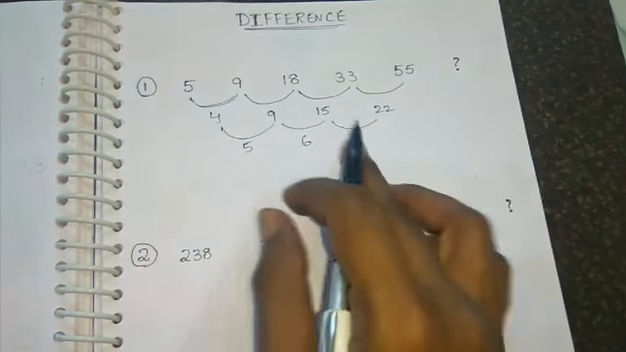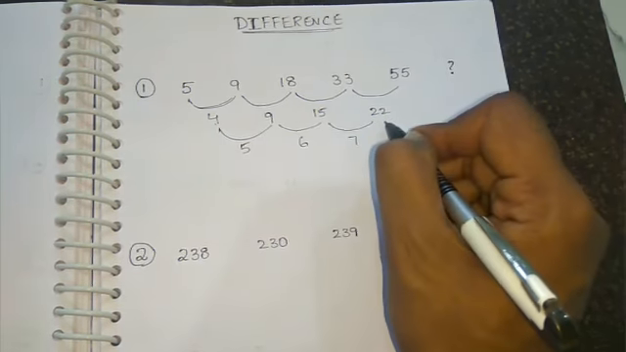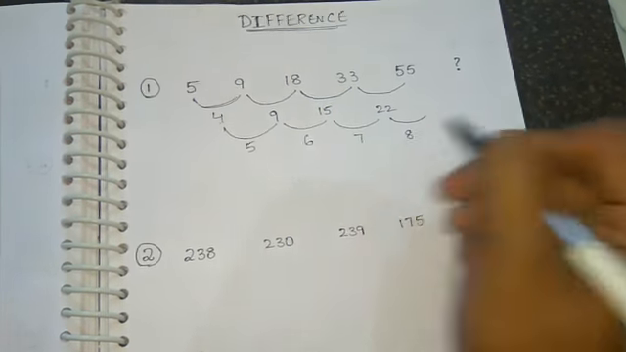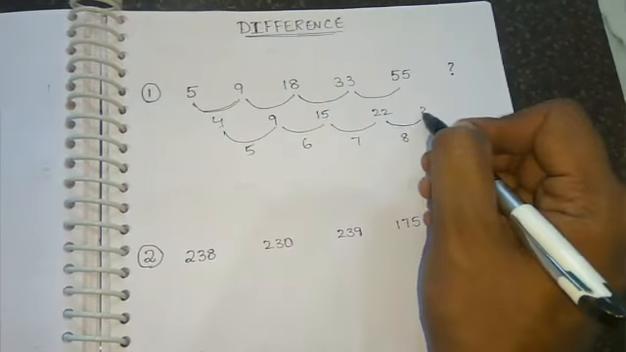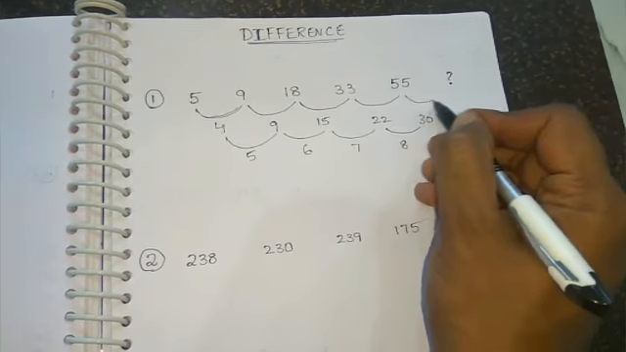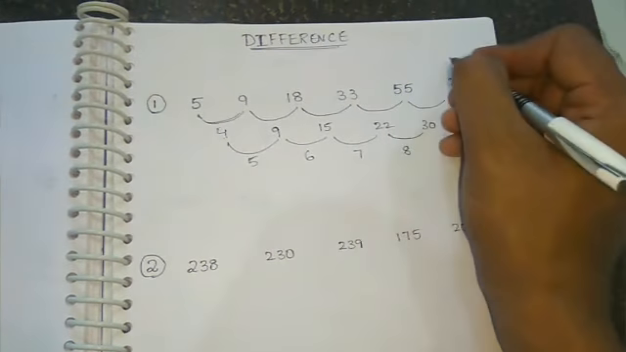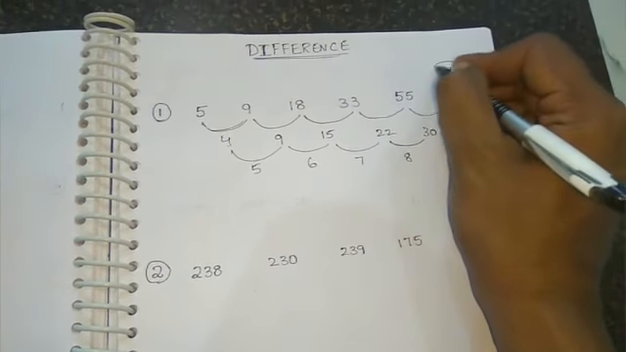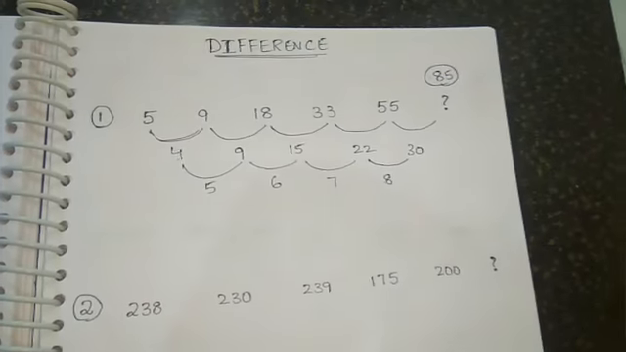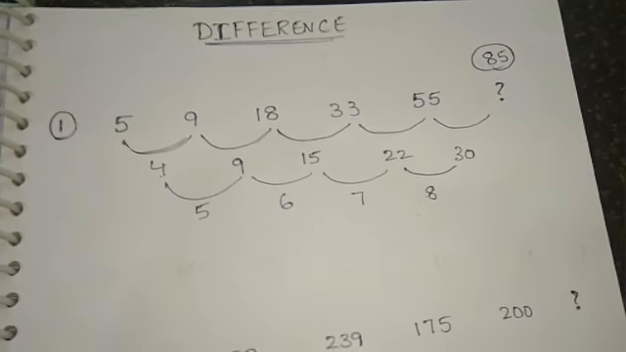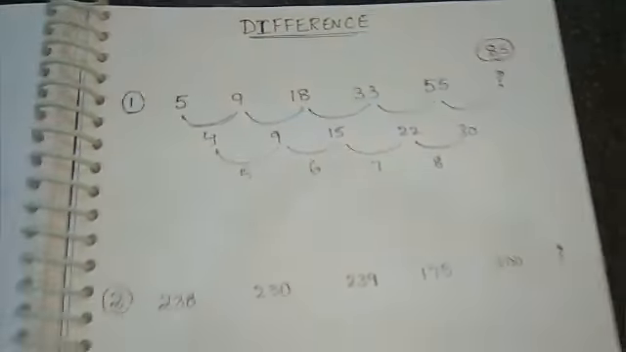We are seeing a pattern here. So what will be the next difference? It will be surely 8. So 22 plus 8 is 30. So what will be the number here? 55 plus 30, it is nothing but 85. So 85 is the answer. Okay, so going to the next question.